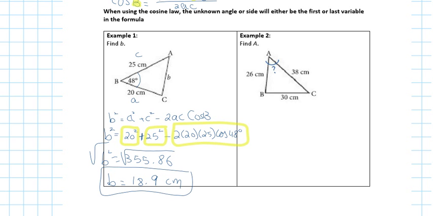Okay? Are we okay with this? Anyone having problem entering these in the calculator? We're good? All right. How about the second example?